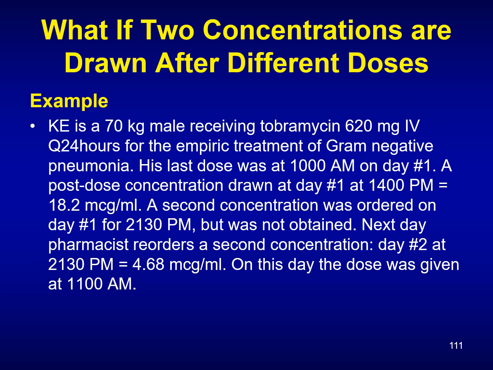KE is a 70 kilogram male receiving tobramycin 620 milligrams every 24 hours for the empiric treatment of gram-negative pneumonia. His last dose was at 10 a.m. on day 1. A post-dose concentration drawn at day 1 at 1400 is equal to 18.2. A second concentration was ordered on day 1 for 2130, but this was not obtained. Next day, the pharmacist reorders a second concentration on day 2 at 21:30, which comes back as 4.68. On this day, however, the dose was given at a slightly different time, at 11 a.m.